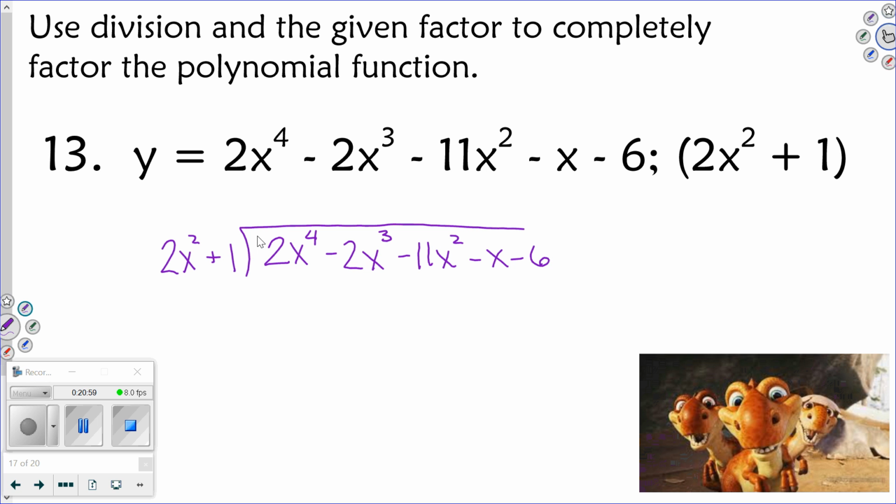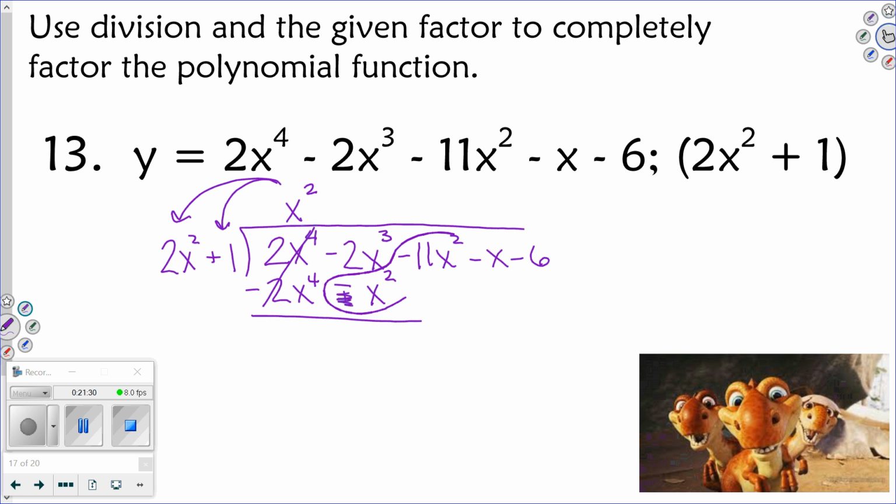What do you multiply 2x squared by to get 2x to the fourth? X squared. Yeah, right, Carson? All right, so that gives me 2x to the fourth plus x squared. Change your signs. Now, what do you need to be aware of? Are those like terms? This canceled, but these are not like terms. But this one is, right? I can put those together. But your like terms just didn't line up. That's going to give me negative 12x squared.